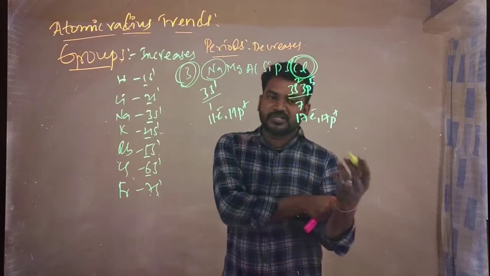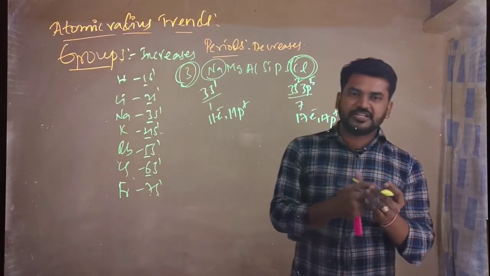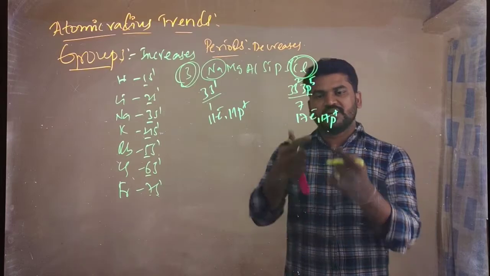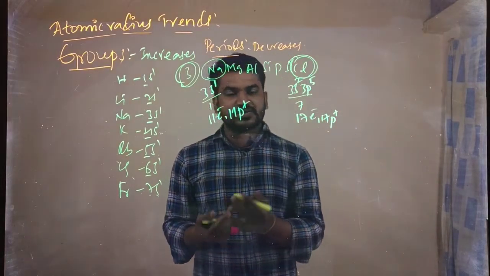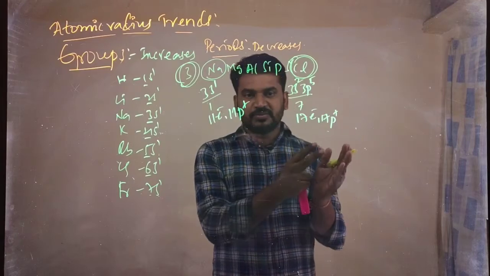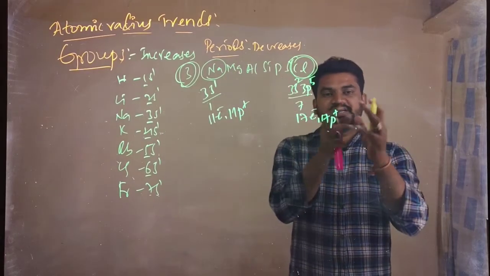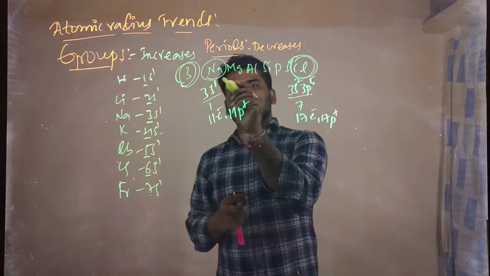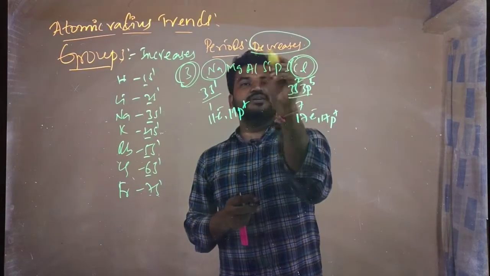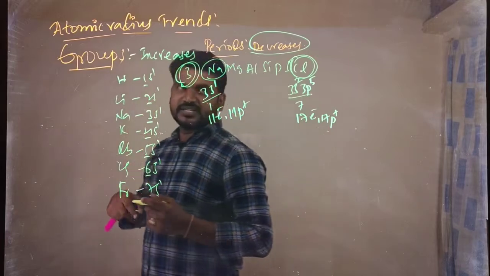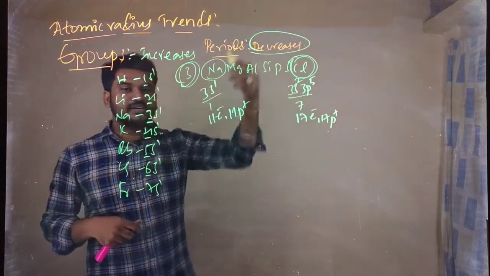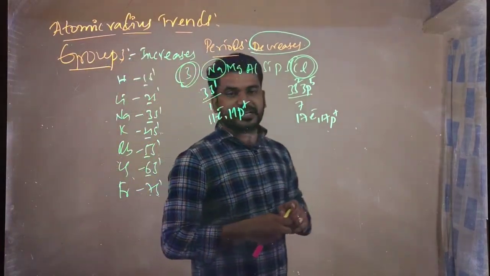More protons means more attraction, that is, protons do the attracting. Here 17 protons are attracting, here only 11 protons are attracting. So who is attracting more? 17 protons attract more, so the size decreases. So from left to right, the size decreases. That is the reason in groups the size increases, and in periods the size decreases, that is, atomic radius decreases.